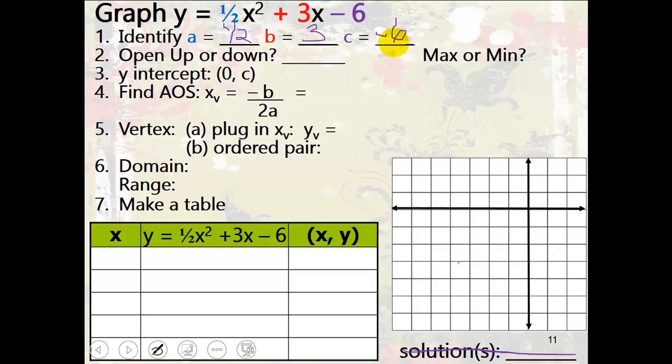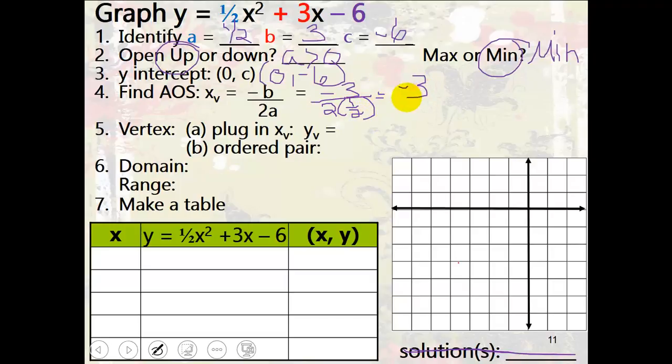All right, here we go. This is going to open up because A is greater than 0. That means I'm going to have a minimum. My y-intercept is 0, negative 6. My axis of symmetry is negative 3 over 2 times a half. 2 times a half is 1, so that gives me negative 3.